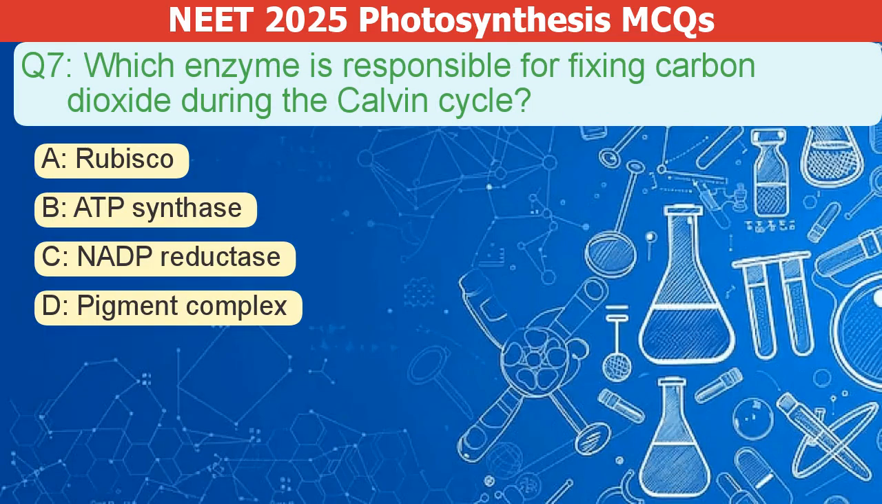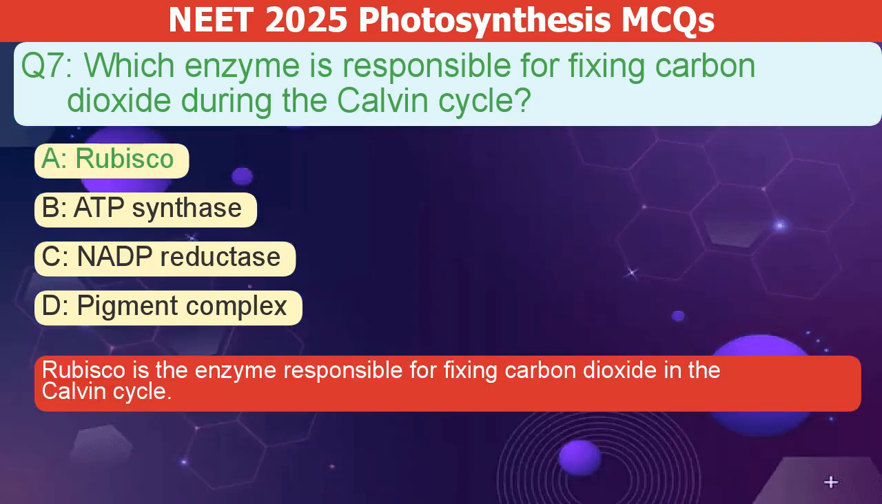Which enzyme is responsible for fixing carbon dioxide during the Calvin cycle? A. Rubisco. B. ATP synthase. C. NADP reductase. D. Pigment complex. The correct answer is A. Rubisco is the enzyme responsible for fixing carbon dioxide in the Calvin cycle.